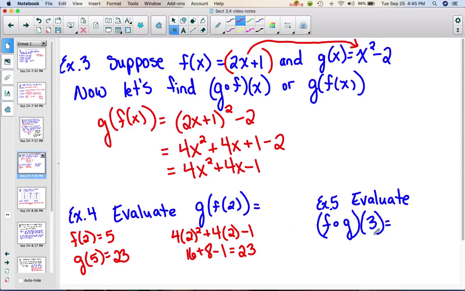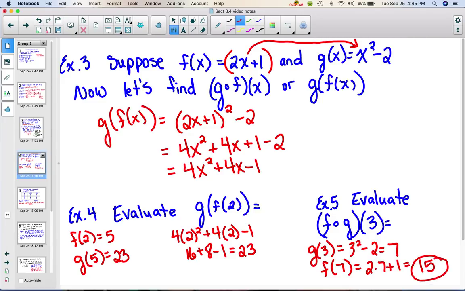So let's evaluate f of g of 3. I actually could go back to my previous slide, or I could just do the 2-step. So I'm going to start by evaluating g of 3, because that's the inside function. So I plug a 3 in here, I get 3 squared minus 2, so we get 7. And then I'm going to plug that into function f. So I get 2 times 7 plus 1, which is 15. You could actually go back to the composite function from the previous, and you could plug a 3 into that new function and you would see you'll also get 15.